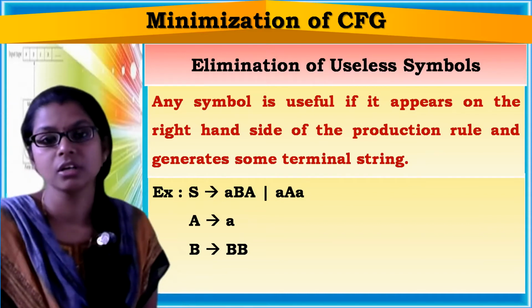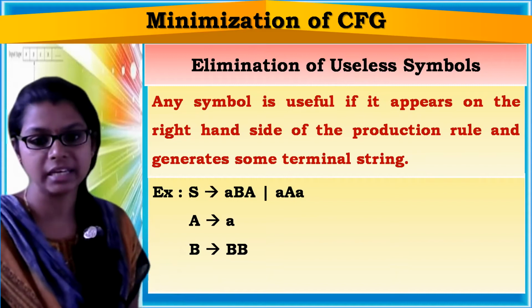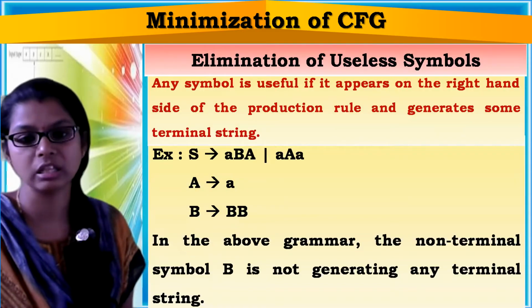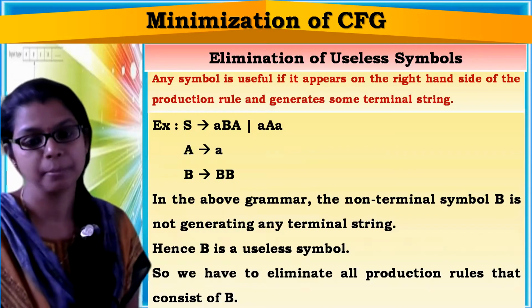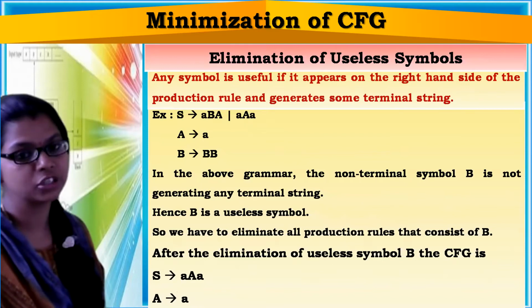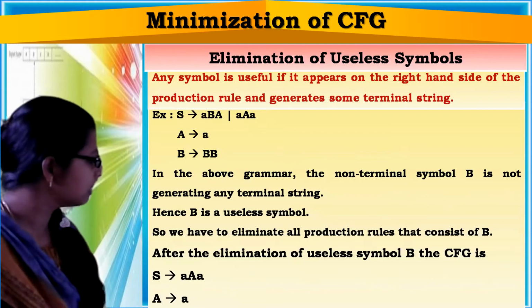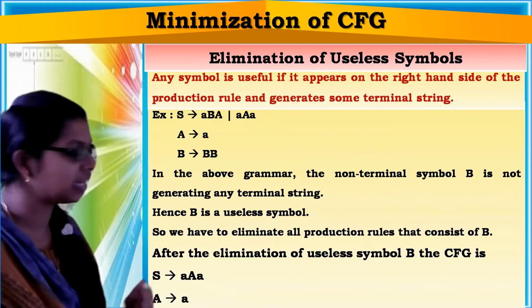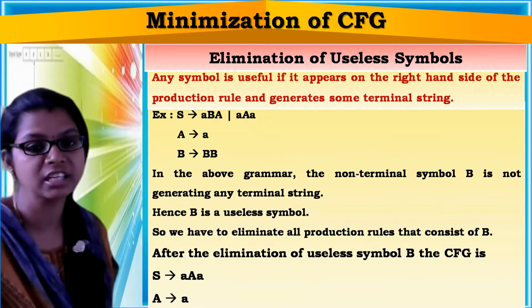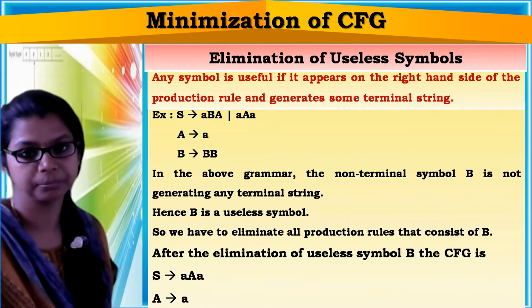Okay, so hence here also B is a useless symbol. So we have to eliminate all the production rules that contain B. After eliminating the useless symbol B, the production rules are S producing terminal a followed by non-terminal A followed by terminal a, and non-terminal A producing small a, terminal a.